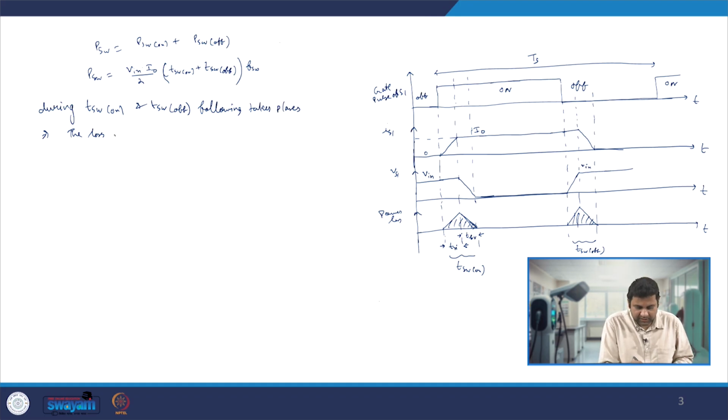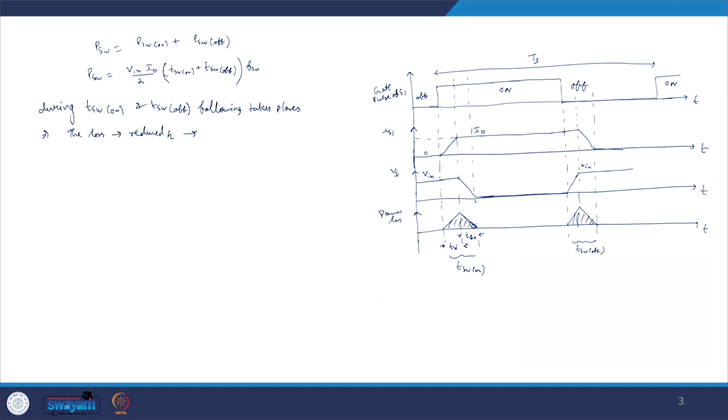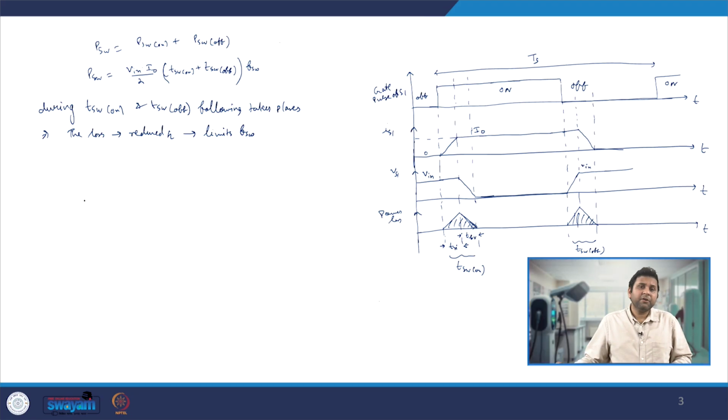So it's the losses. Now these losses lead to reduced efficiency, and in other words, it limits the switching frequency. If you want improved efficiency, you must limit your switching frequency. So this is the first thing which is happening: the losses, which are one of the important considerations.